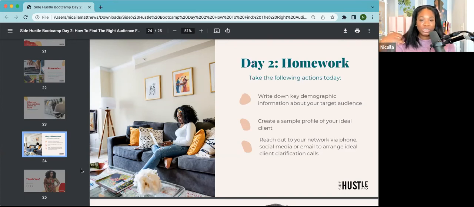So I don't expect you to do this overnight. Like, you don't have to have 10 calls tonight, but start the outreach. Reach out to your network via phone, social media, or email to arrange your ideal client clarification calls. So via phone, I just mean you can start texting people. You can even start just looking through your phone and making a list of people. Sometimes you even forget who's in your phone. You might not have spoken to them in a while, so remind them who you are.